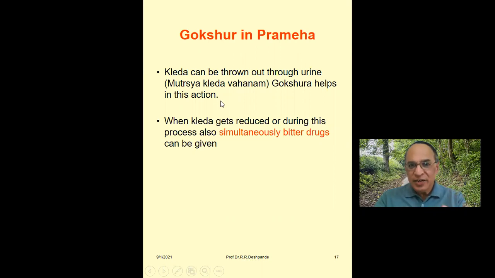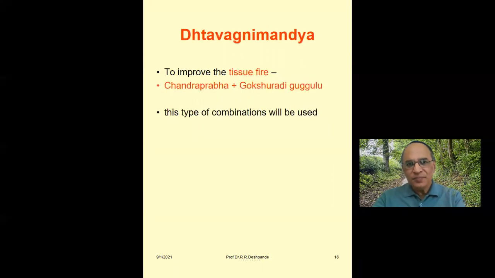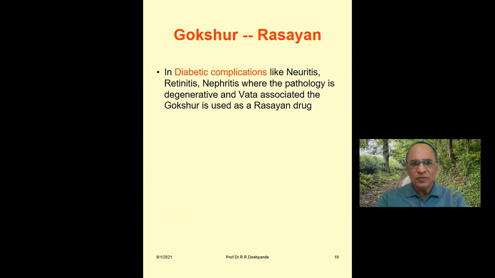When a kleda gets reduced, or during this process, simultaneously bitter drugs can also be given. Okay. Dhatvagni mandya, to improve the tissue fire, Chandra Prabha tablet, which contains Shilajit, another rasayan, and Gokshuradi Guggulu. These are the two important drugs in the patients of Dhatvagni mandya. This combination is very well used.